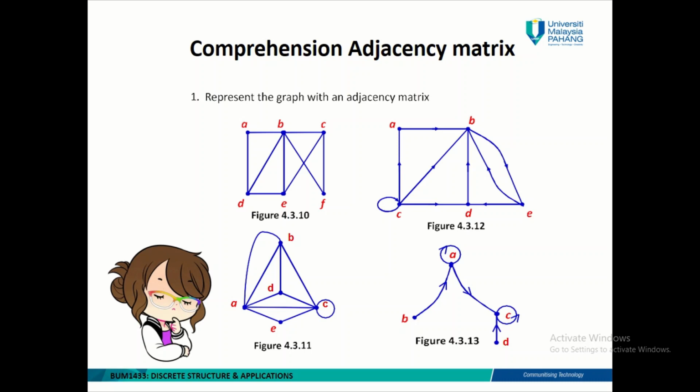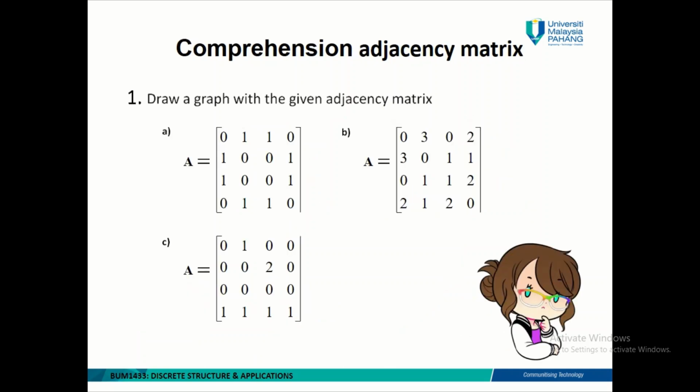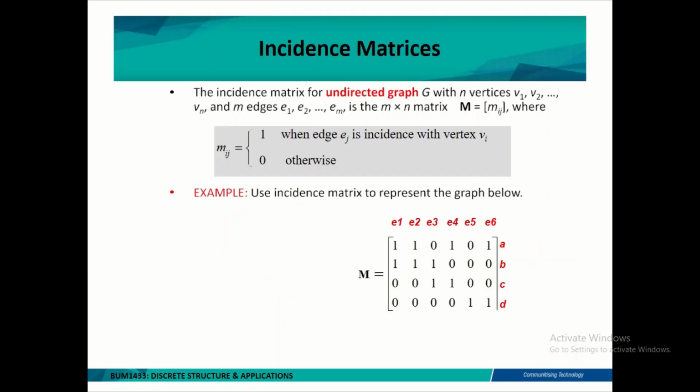So this is the comprehension for the adjacency matrix. So the last one is the incidence matrices. The incidence matrix is for the undirected graph only. The incidence matrix for an undirected graph G with n vertices V1, V2 to Vn, and edges E1, E2 to Em is the n by m matrix M, where 1 means that the edge is incident with the vertex Vi and 0 is otherwise.